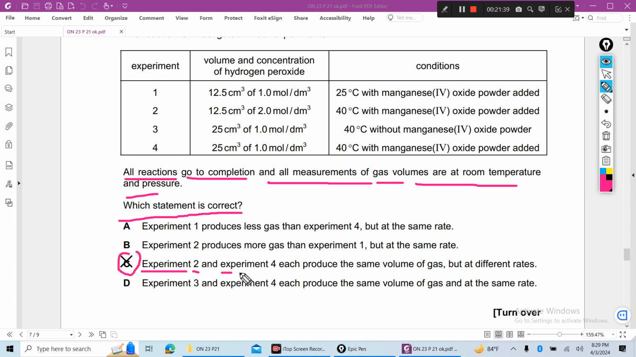Experiment 2 and experiment 4 each produce the same volume of gas. Why? Because for experiment 2, if you count the moles, 2 into 12.5 divided by 1000, the number of moles will be 0.025.